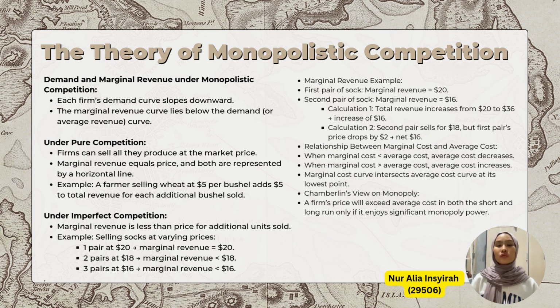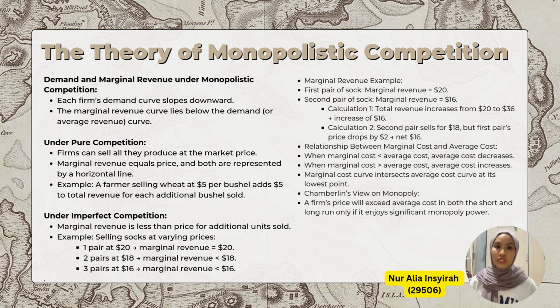For calculation 2, the second pair sells for 18, but the first price drops by 2 and gets a net of 16. Relationship between the marginal cost and average cost: when the marginal cost is less than the average cost, the average cost will decrease. When the marginal cost is more than the average cost, the average cost will increase. The marginal cost curve intersects the average cost curve at its lowest point.